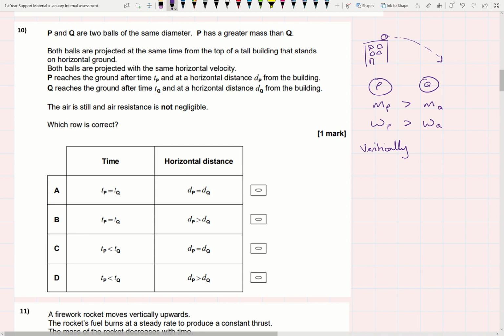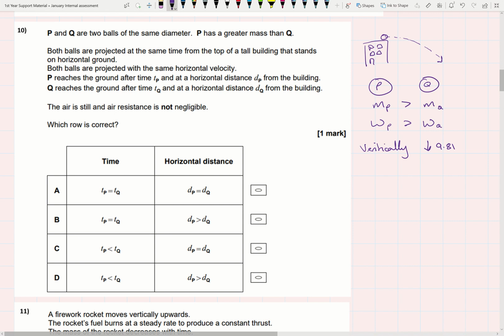Vertically, they've got the same downwards acceleration, so they've got downwards 9.81. And then the upwards, so P's got a larger force downwards. So P's got a larger force. They've got the same diameter, so the air resistance initially is the same.